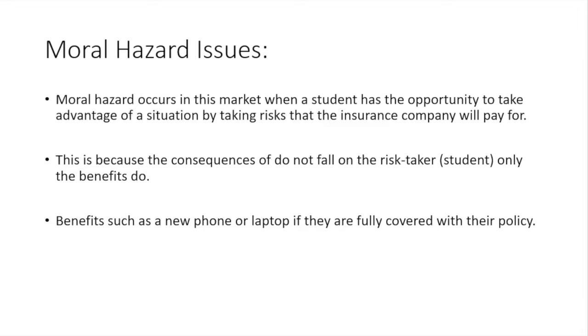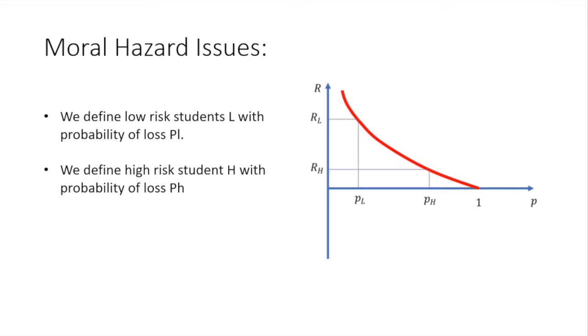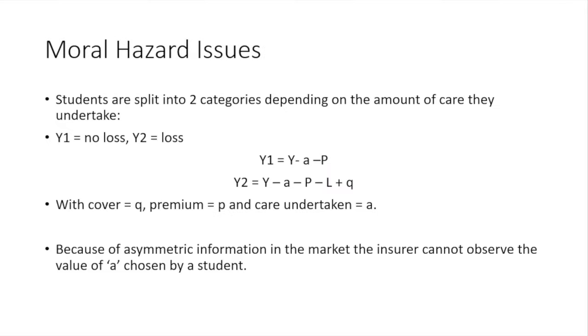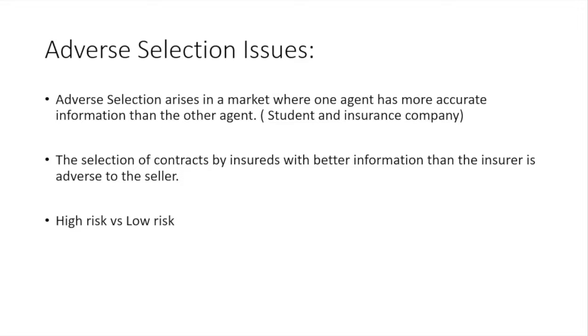An example of a moral hazard issue is a student increasing their risk after they get a full cover contents policy, as the only benefit falls on the student, not the consequences. This graph shows a difference in the probability of loss between a high risk and a low risk student. Because of asymmetric information in the market, the insurer cannot observe the value of care chosen by a student, which can result in a loss for the insurer.